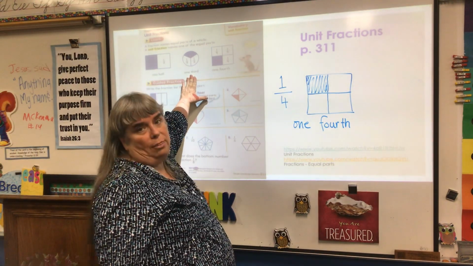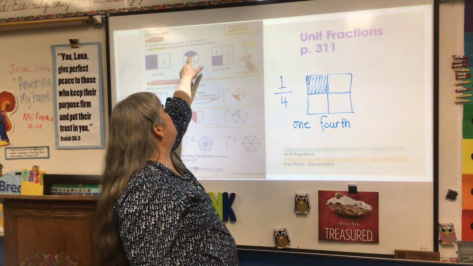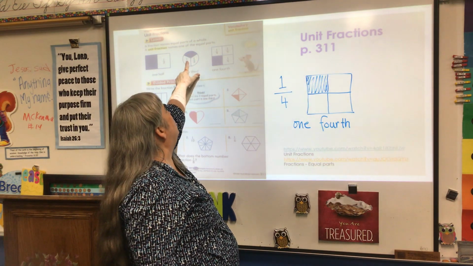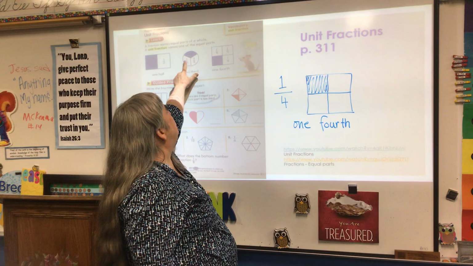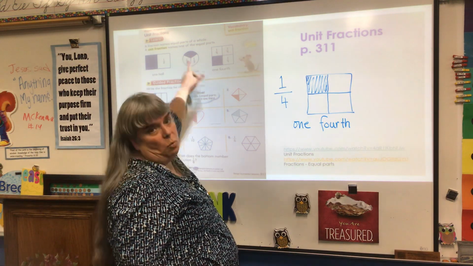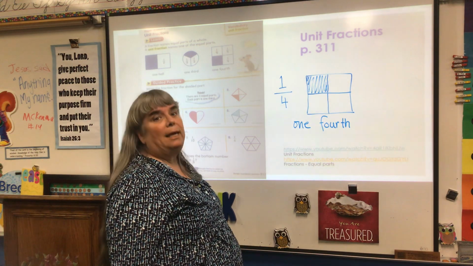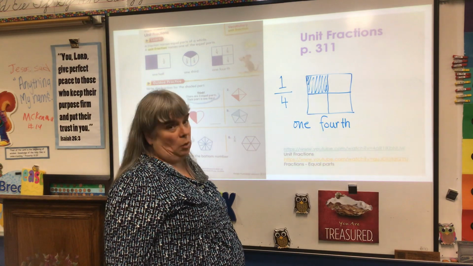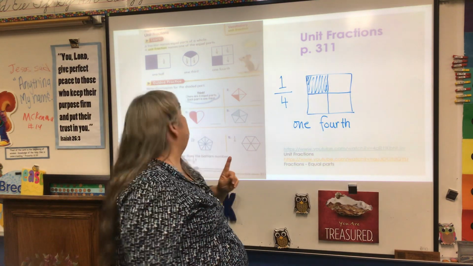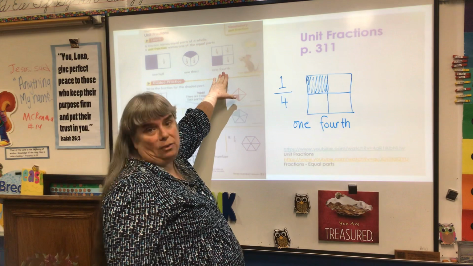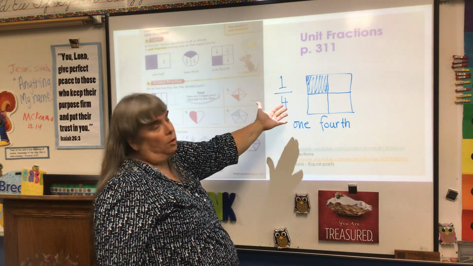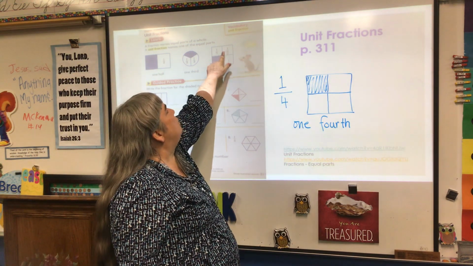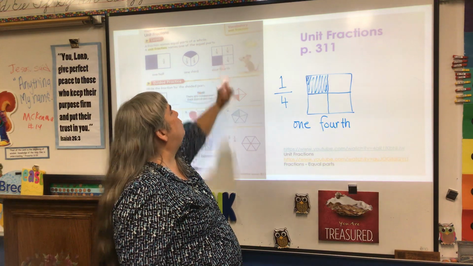This one is 1/3. And if you notice, this is split up into 3 equal parts. 1, 2, 3. So each one of those equal parts is a unit fraction. Each one is 1/3. This is another example of the one that I've drawn for you. 1/4, 1/4, 1/4, 1/4.